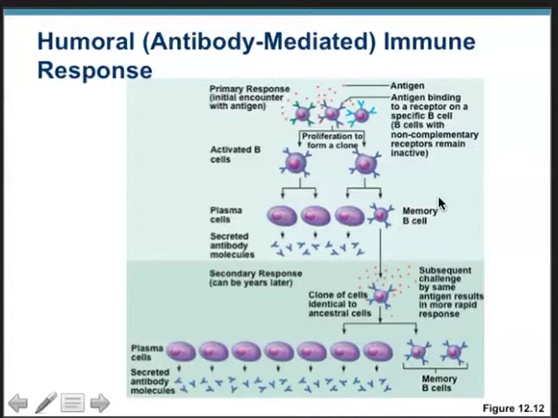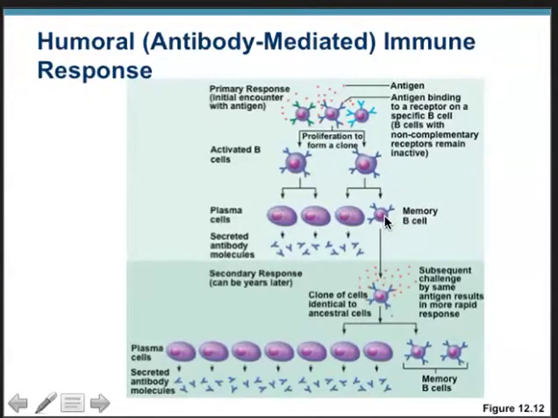So what you're looking at here essentially is the primary response here, where we have our initial encounter with the antigen on an antigen-presenting cell, such as a helper T cell or perhaps a macrophage. What happens as a result of this interaction is that the B cell is stimulated to proliferate. It'll begin to divide rapidly. That results in the production of these plasma cells and also, in the meantime, these memory B cells.